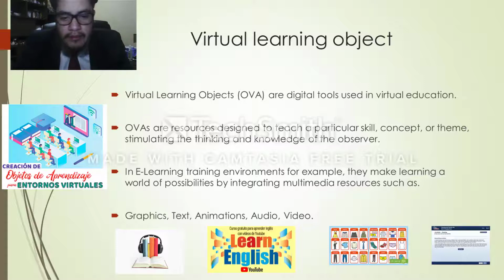A virtual learning object is a digital tool used in virtual education. OVAs are resources designed to teach a particular skill, concept, or theme, simulating the taking and knowledge of the observed. For example, in e-learning training environments, they make learning more possible by integrating multimedia such as graphics, flashcards, videos, audios, exercises, and texts.